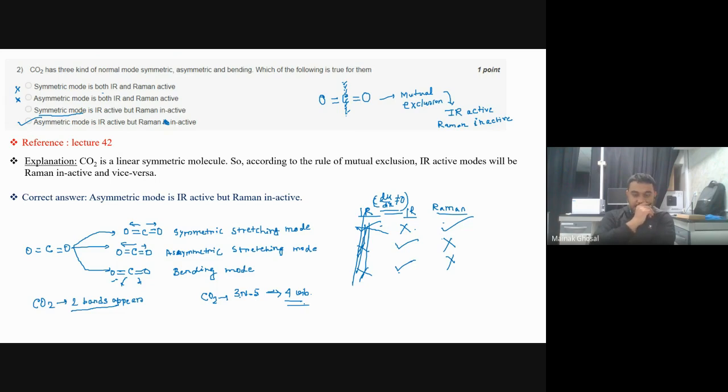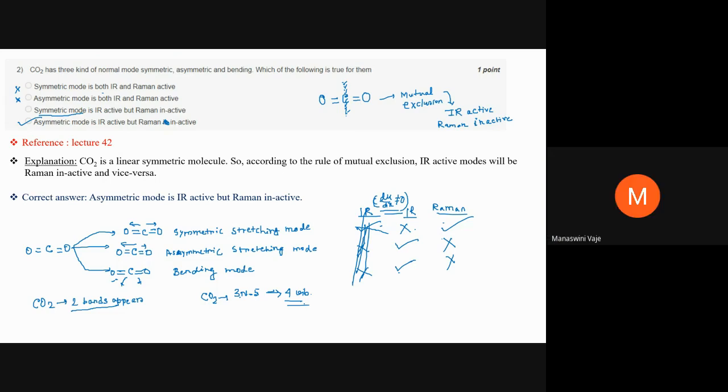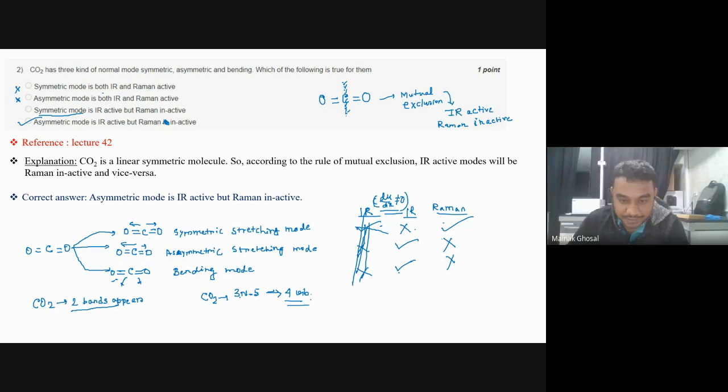You understand my question? For CO2 there will be 4 different modes of vibration. For different vibrations you are expected to get IR bands at different positions, but for CO2 we are getting only 2 bands. So for 4 modes, there are only 2 bands coming. Why?